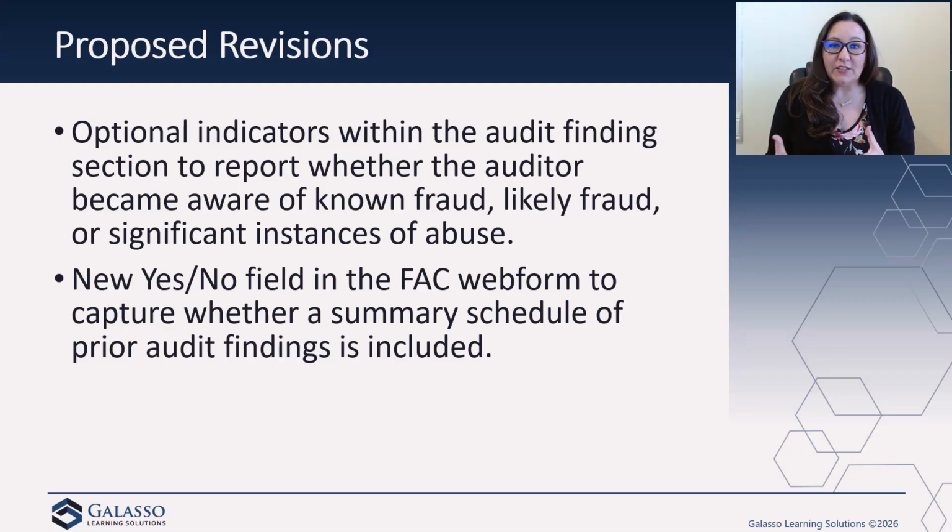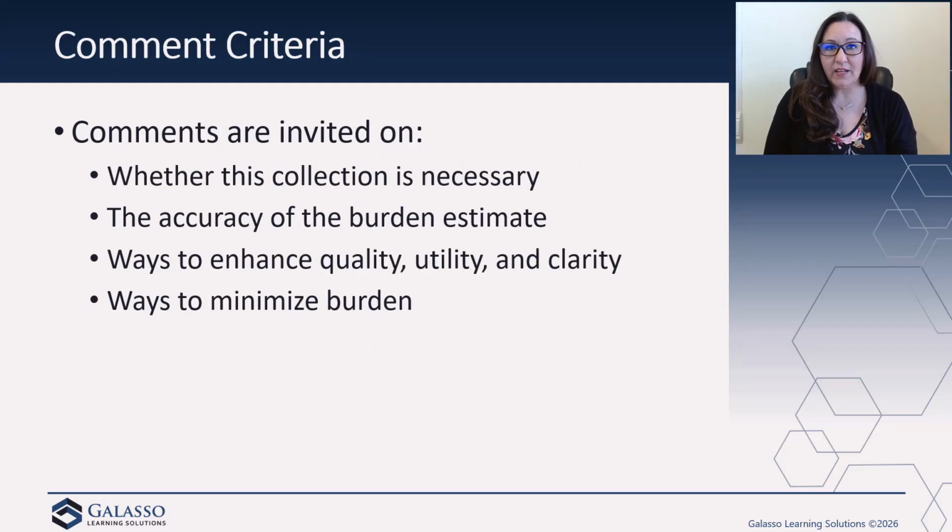So what are we going to do at this point? We are going to be submitting comments and recommendations on these proposed revisions to say, do we think this is going to be helpful with our SF-SAC forms and getting everything submitted to the Federal Audit Clearinghouse. So specifically, the GSA is looking to receive comments focusing on these 4 areas, looking at if the collection is going to be necessary, and if they have put together an accurate description of what the burden estimate is going to be.